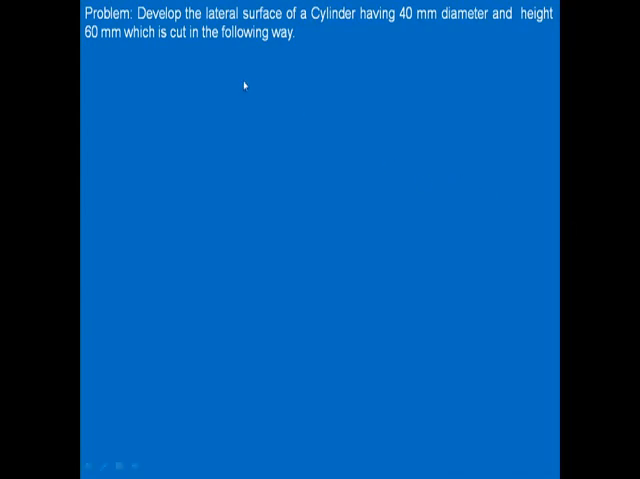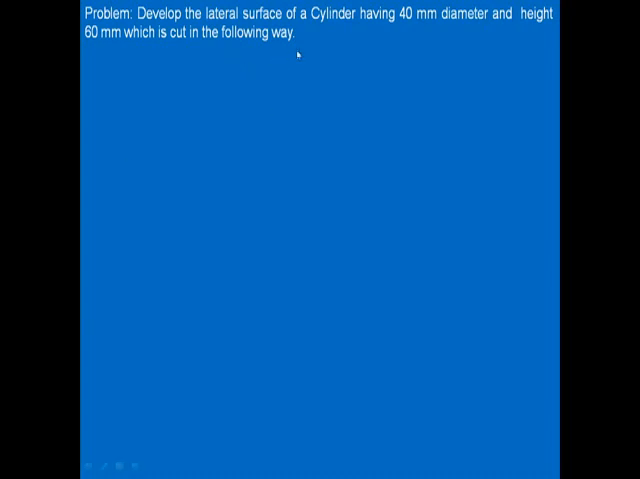So what you see here is the statement like this: develop the lateral surface of a cylinder having 40 mm diameter and height 60 mm, which is cut in the following way. So the location of the section plane, or the angle, whether it's perpendicular or at an angle, where it is located, all that information is not given.